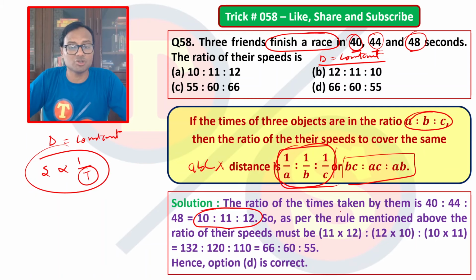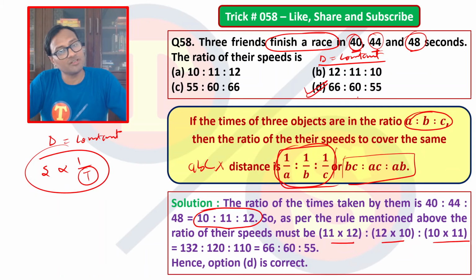So what will be the ratio between their speeds? That will be 11 into 12 is to 12 into 10 is to 10 into 11. Simplify it and you will get to know the answer. That comes out to be answer option D. Basically, in this type of questions, you can also make use of the answer options.